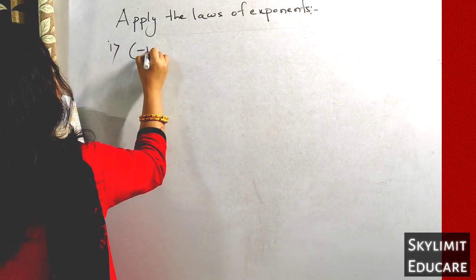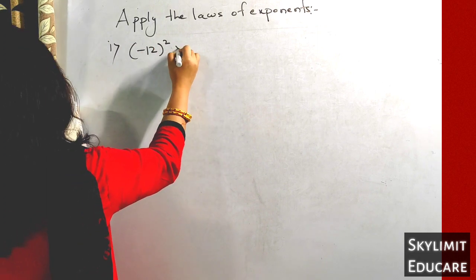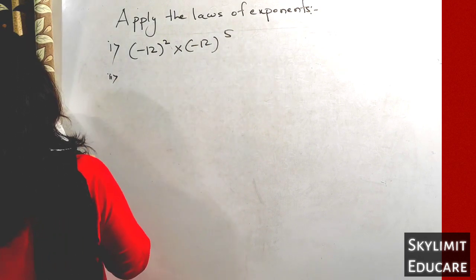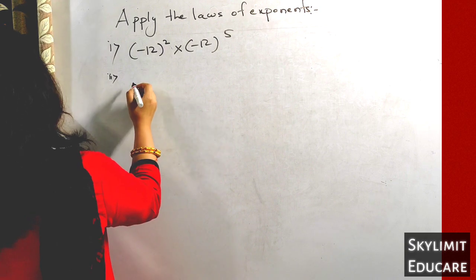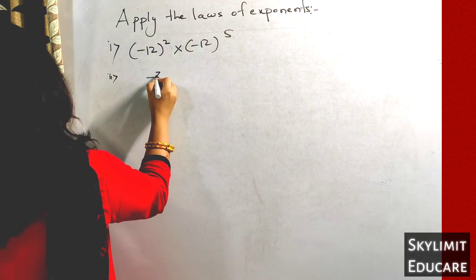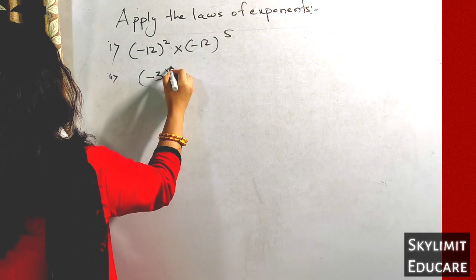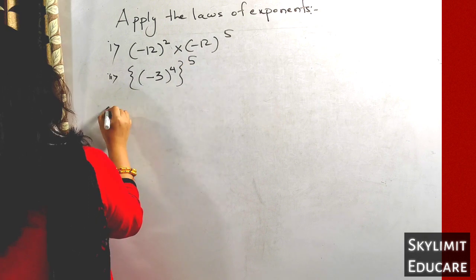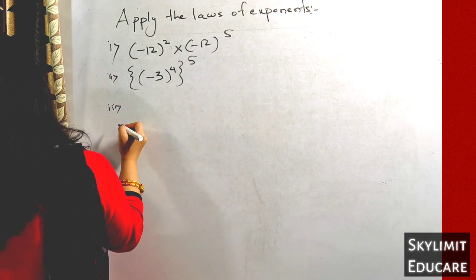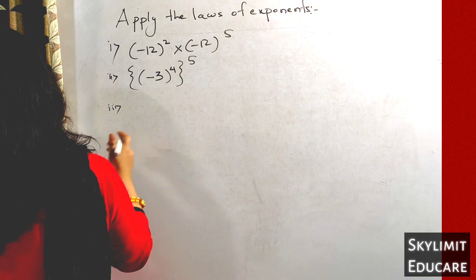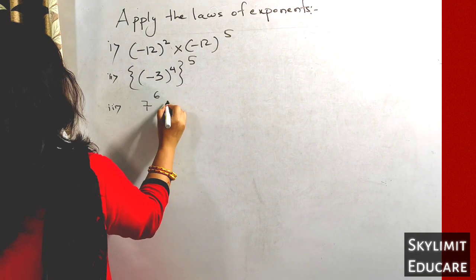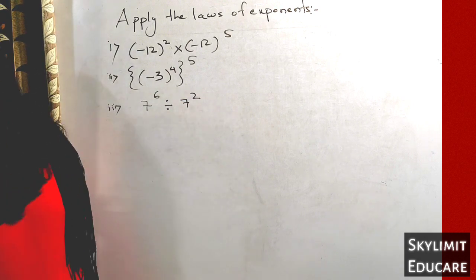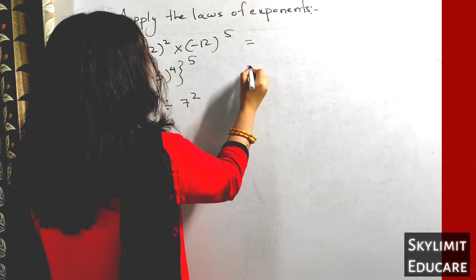So let me write out some questions. Minus 12 to the power of 2 multiplied by minus 12 to the power of 5. One more question, let's take. Minus 3 to the power of 4 whole to the power of 5. Then we can take 7 to the power of 6 divided by 7 to the power of 2. Okay? So these 3 types of questions I have taken for you. Let us solve it now.